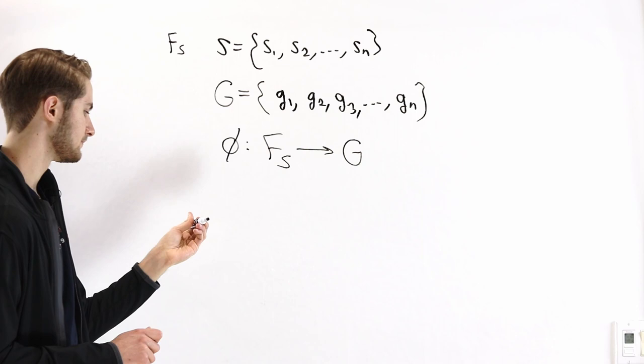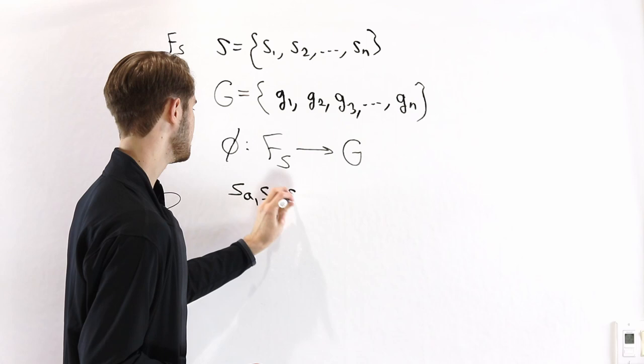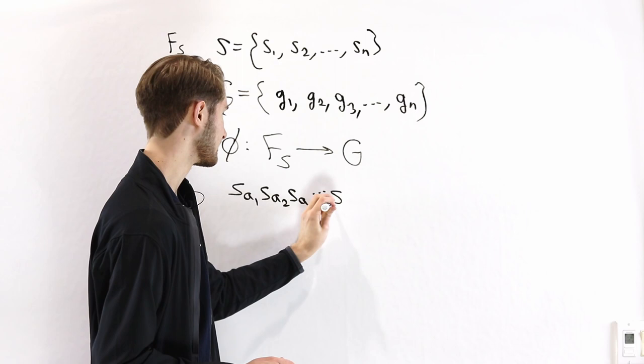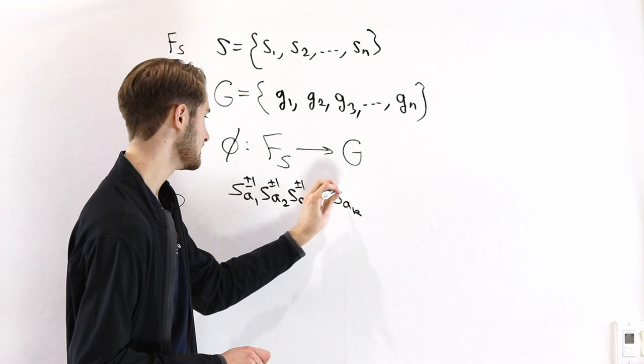And if we're looking at an element of the free group on the set S, every single element is going to be a product of elements in this set. So we have S sub A1 times S sub A2 times S sub A3 and so on. So this is just an arbitrary number of elements that we're multiplying together, say to S sub AK. And in the free group, we might also have some of them being inverses. So we could put a plus or minus 1 in the exponent of each of these. This is an arbitrary element of the free group.